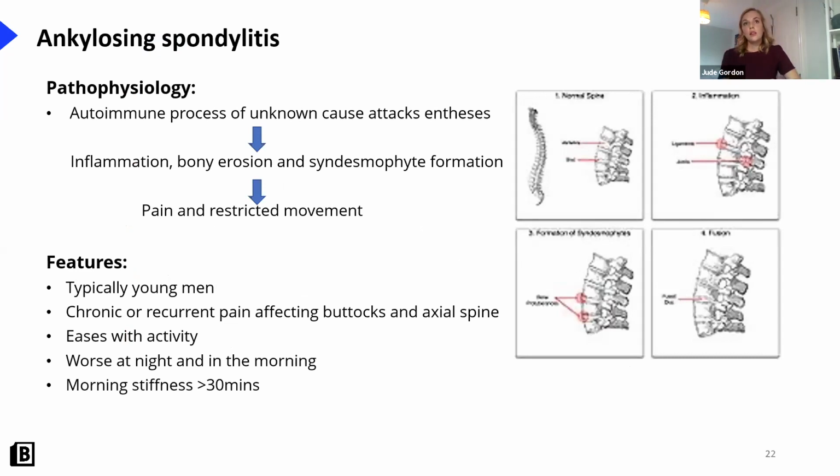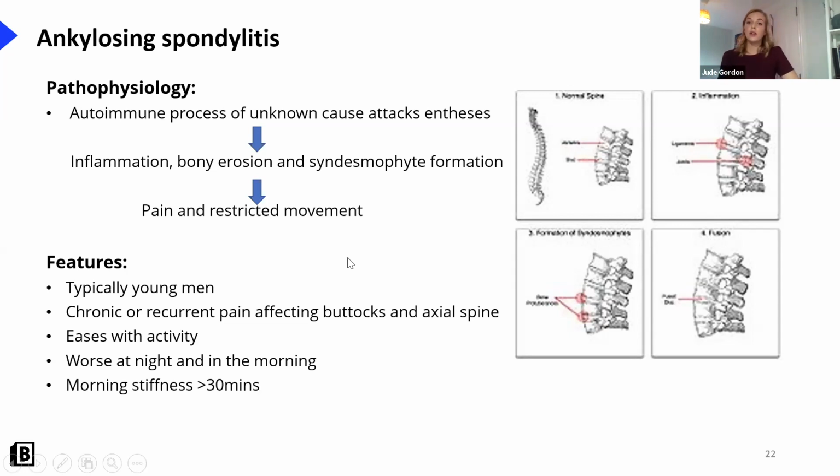Ankylosing spondylitis is an autoimmune condition. The full cause of it isn't understood, but that autoimmune process causes attacks on the entheses, which are where the ligaments and tendons attach to the bones in joints. And that attack then leads to inflammation, erosion of the bone, and syndesmophyte formation, and that's bony growth occurring inside ligaments. That leads to pain and restricted movement, which are the cardinal symptoms of ankylosing spondylitis. Over time, the bones in the spine actually fuse together, and so that restriction of movement becomes quite severe.